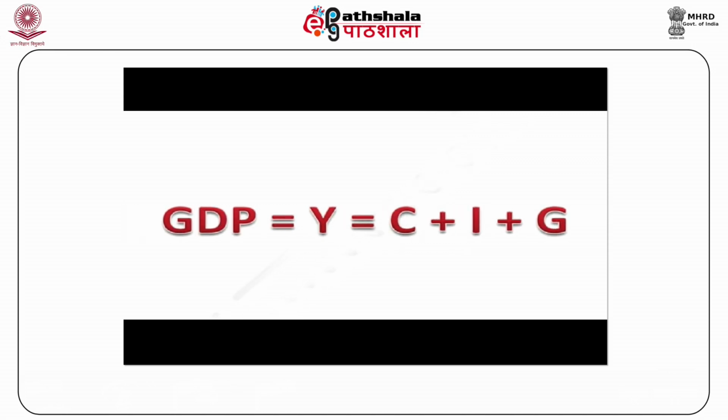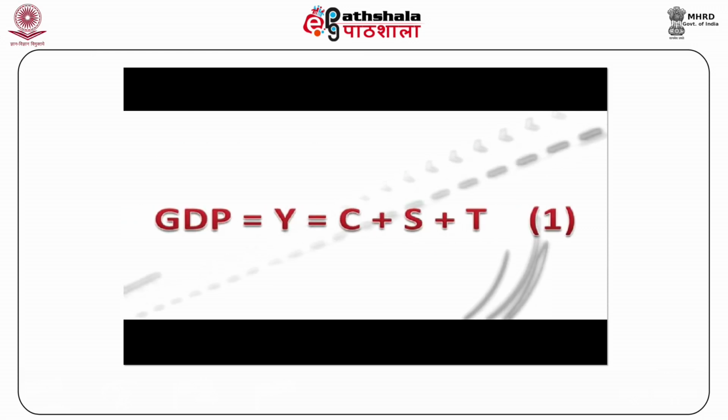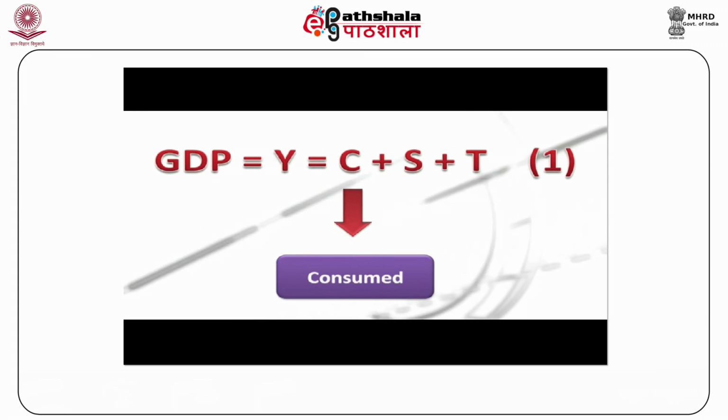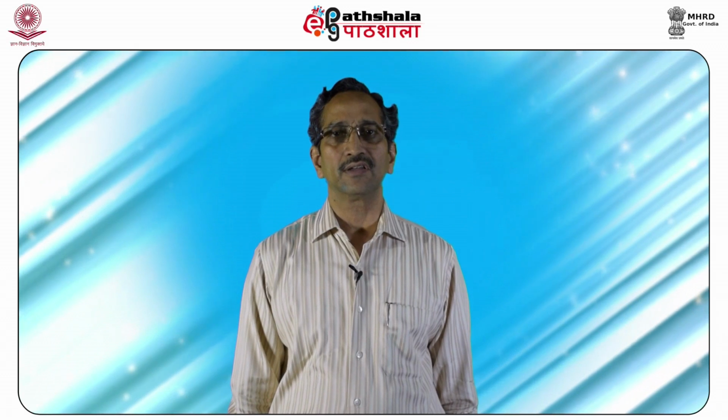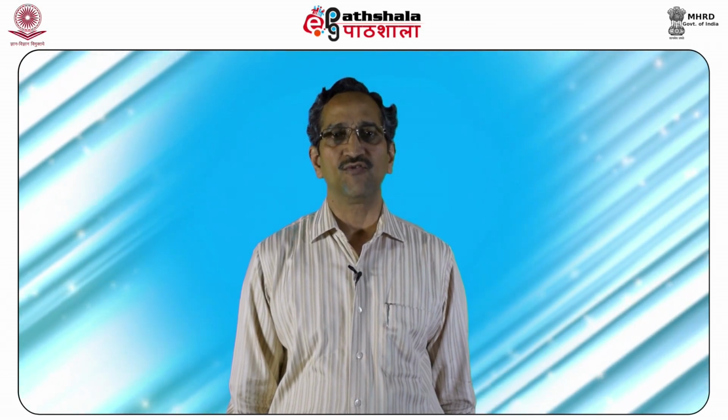Adding government in the above scenario, GDP is equal to Y, which is equal to C plus I plus G, where G represents government expenditure. It also equals Y is equal to C plus S plus T, that is, aggregate income is either consumed, saved or taxed. However, we can see here now that though GDP measures the national income of a country, it has limitations as a measure of social welfare.